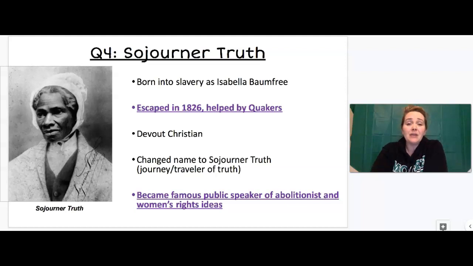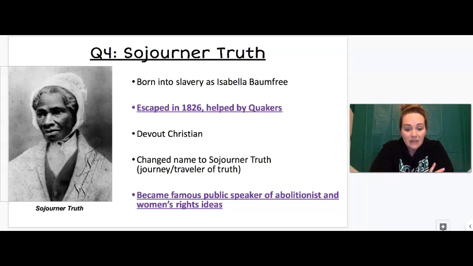Sojourner Truth, another famous abolitionist. She was also born into slavery and managed to escape. Her story became quite famous because Quakers, and if you guys remember studying Quakers a bit at the beginning of the year, they're a religious group that are like pacifists. They're anti-war. They thought everyone should be treated equally. They help her to escape to the North.